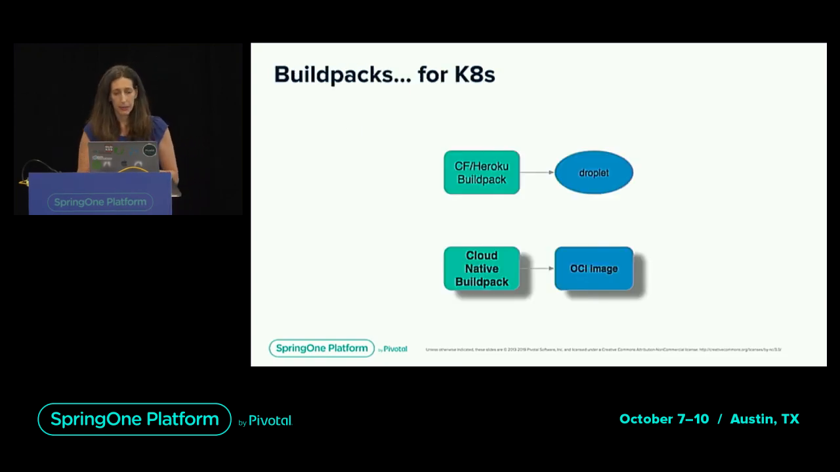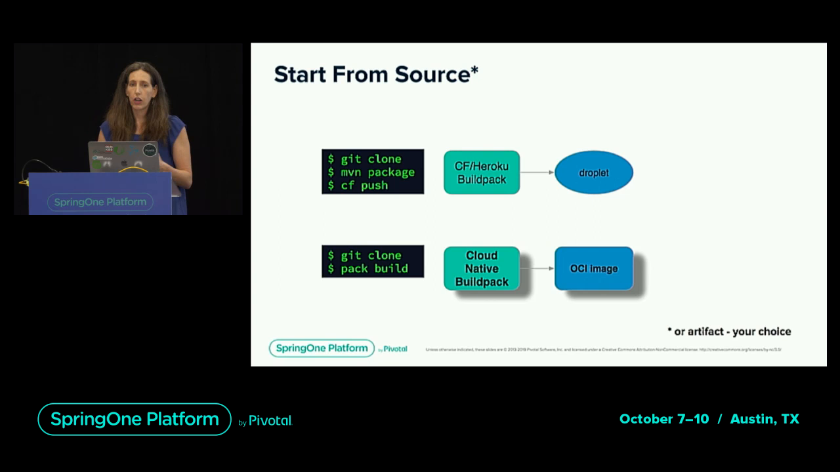So I want to highlight some differences. One is that with Cloud Foundry or Heroku style build packs, the output of the build pack is a droplet. By the time it gets instantiated, it will be an OCI image, but the way that it's output from the build pack is a couple steps short of that. Whereas cloud native build packs take that process, shift it a little bit farther to the right, and actually spit out an OCI image.